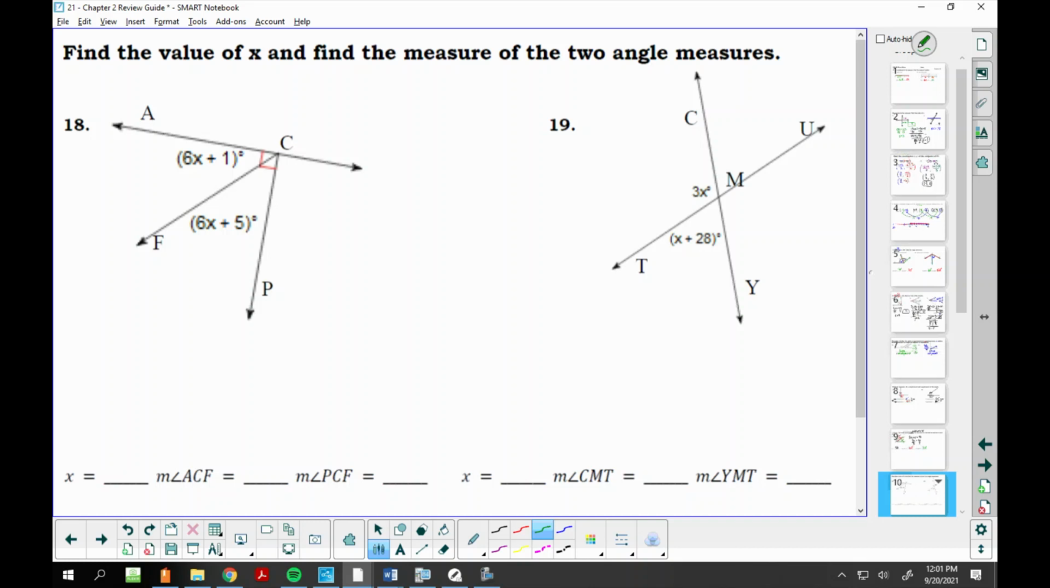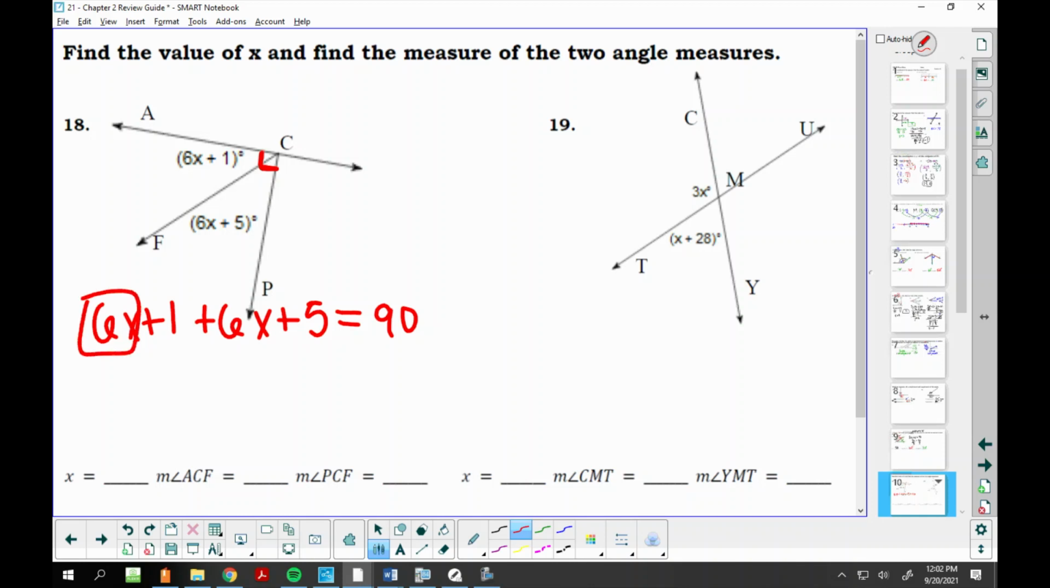So what I do know, what does this mean? A little box. 90 degrees. Yeah, it means they add up to 90. Are they 90 apiece individually? No. You gotta add them together. Good. So 6x plus 1 plus 6x plus 5 equals 90. And then from here, it's just algebra, which is why we've been practicing our algebra skills.